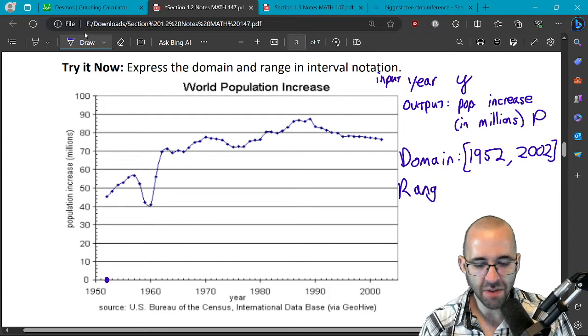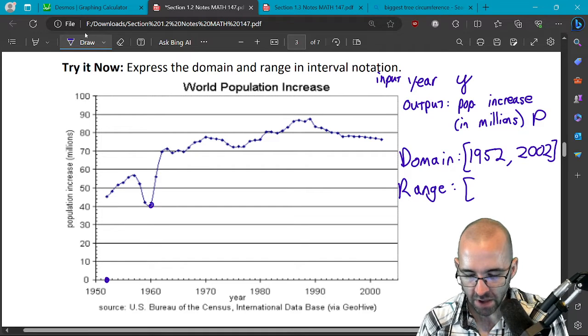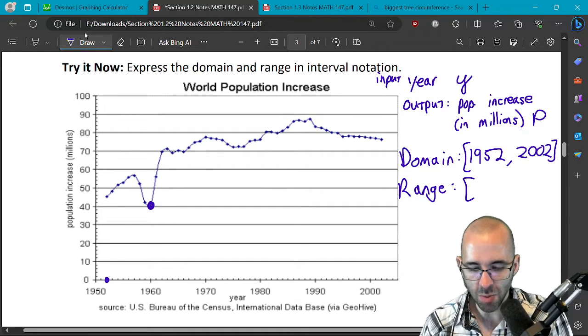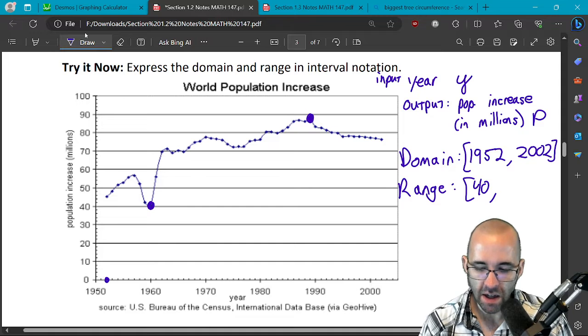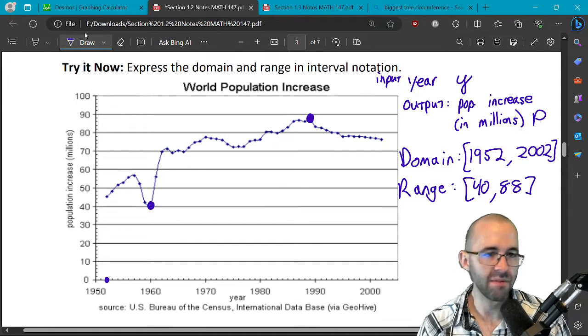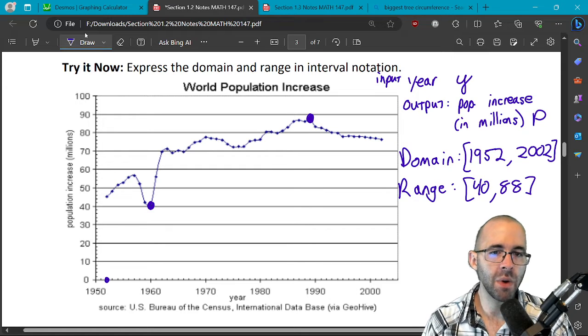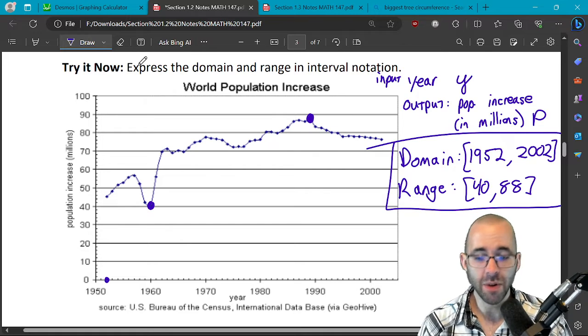And so on. For the range, we find what's the smallest, what's the lowest point. The lowest point is right here. What's the highest point? Highest point's right here. The lowest is going to be about 40 million. And the highest is going to be, I don't know, about 88 million. Again, we're approximating. We don't have the data written, so we're approximating visually. Let me know if you have any questions, and that's domain and range from graphs.